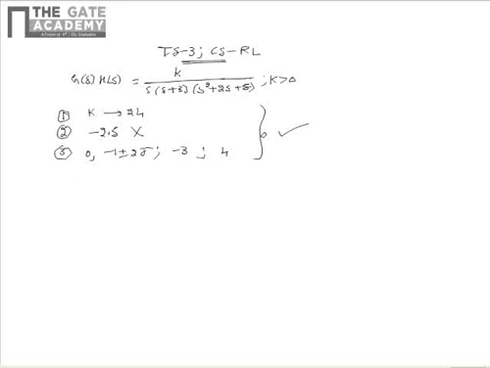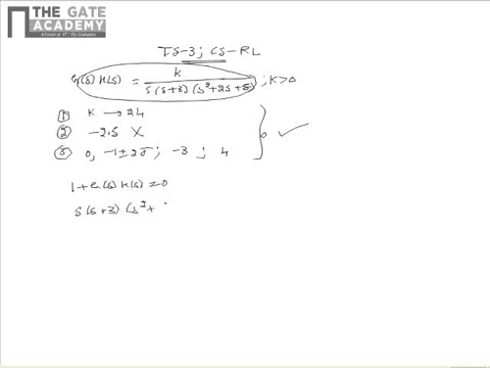So from the given open loop transfer function, we see that the characteristic equation of the control system can be written as 1 plus g of s into h of s is equal to 0. This can be further simplified as s into s plus 3 into s square plus 2s plus 5 plus k is equal to 0. So from this, the characteristic equation of the control system can be written as s power 4 plus 5s cube plus 11s square plus 15s plus k is equal to 0.